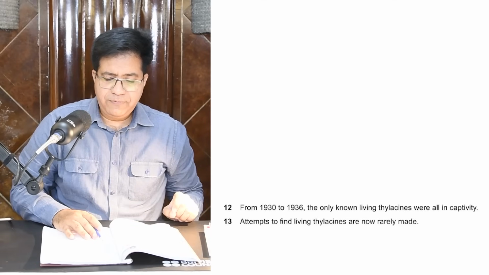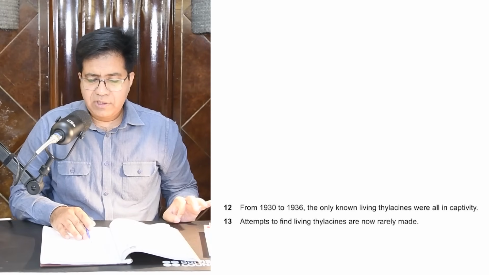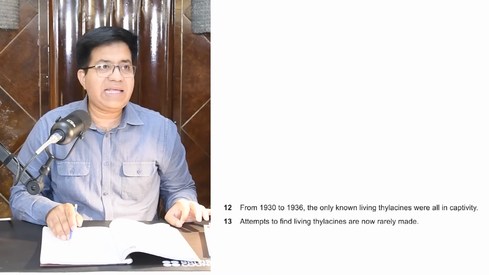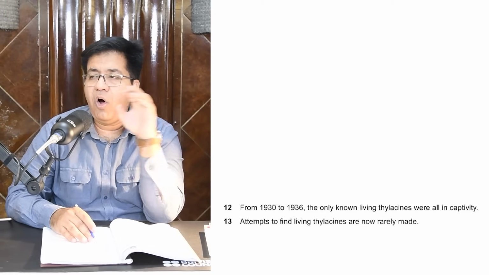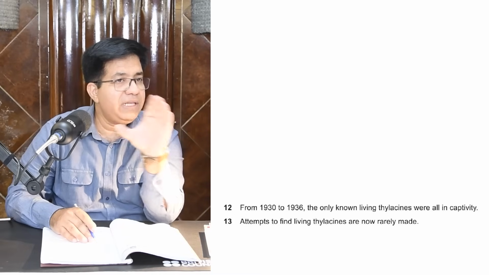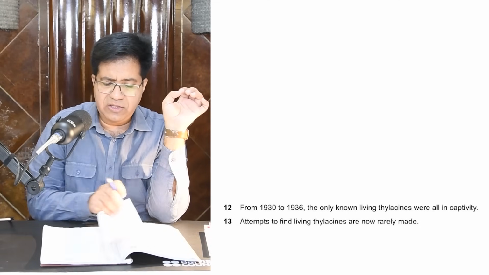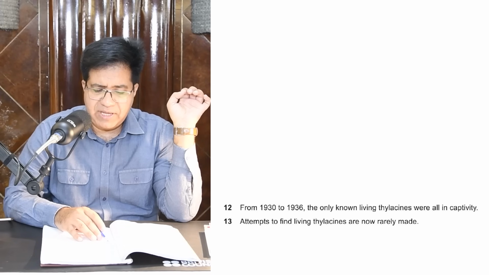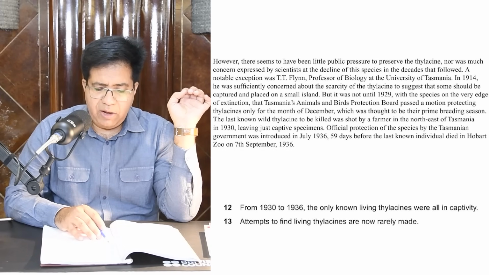Question number 12. From 1930 to 1936, the only known living thylacine were all in captivity. Now, for example, between 1930 and 36, all the living thylacine were in the zoo only. I mean, in the jungle, they were not there. Okay, so we go back and we see 1930 to 1936. Same paragraph. Can you see 1930? Okay.